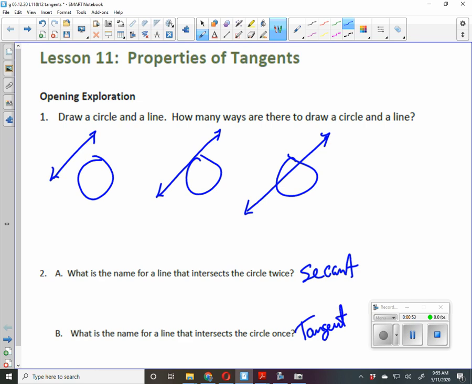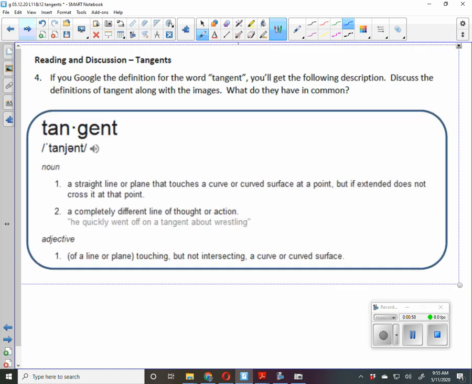All right, so we're working with tangents today. That means we're talking about lines and circles that intersect only once. Kind of a fun reading in terms of the definition. If you Google this: a straight line or plane that touches a curve or curved surface at a point but, if extended, does not cross it at that point. Number 2, a completely different line of thought, right? He's gone off on a tangent. And then an adjective: of a line or plane, touching but not intersecting the curved surface.